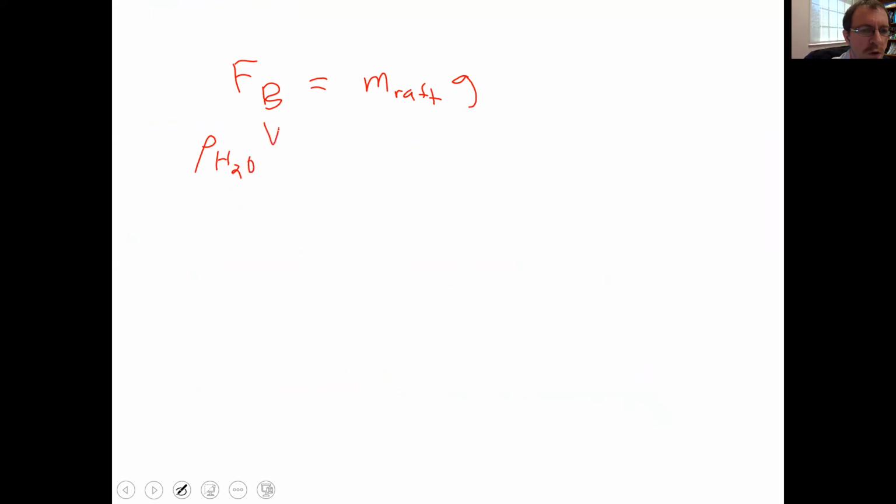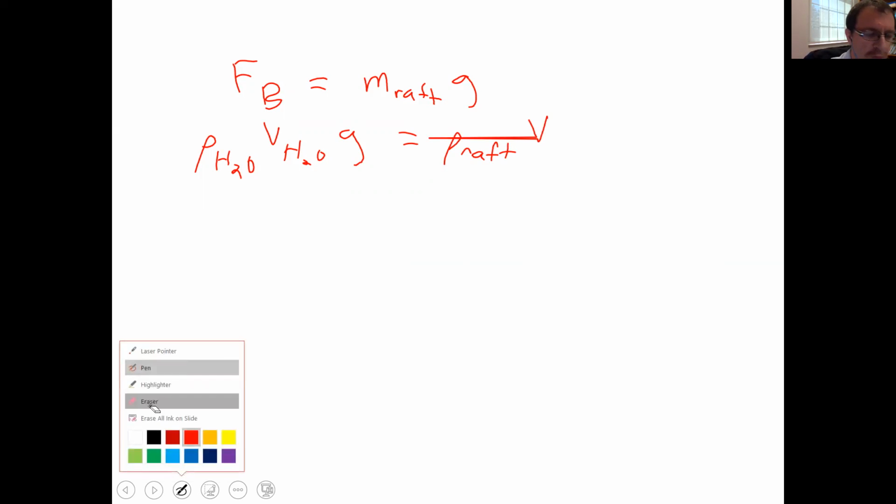Okay, there we go. The forces have to be balanced. So my buoyant force has got to be equal to the weight of my raft. My buoyant force is equal to the density of water times the volume of water times g. And the mass of my raft is the density of the raft times the volume of the raft.